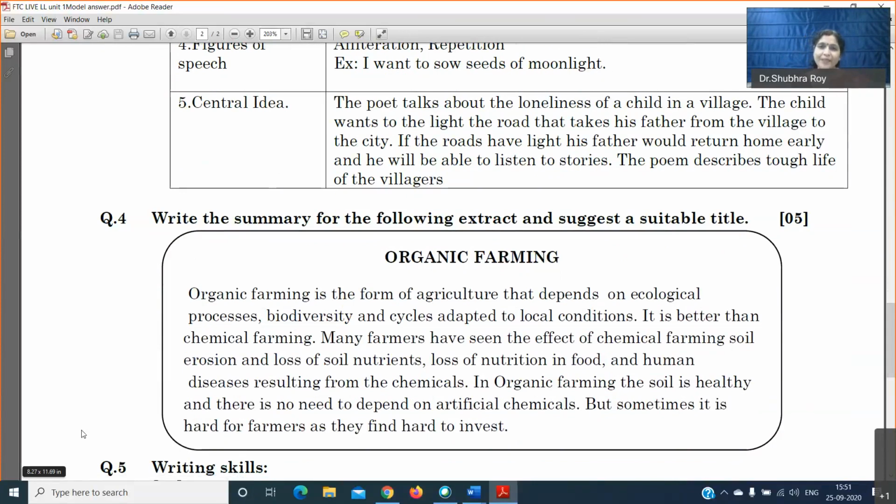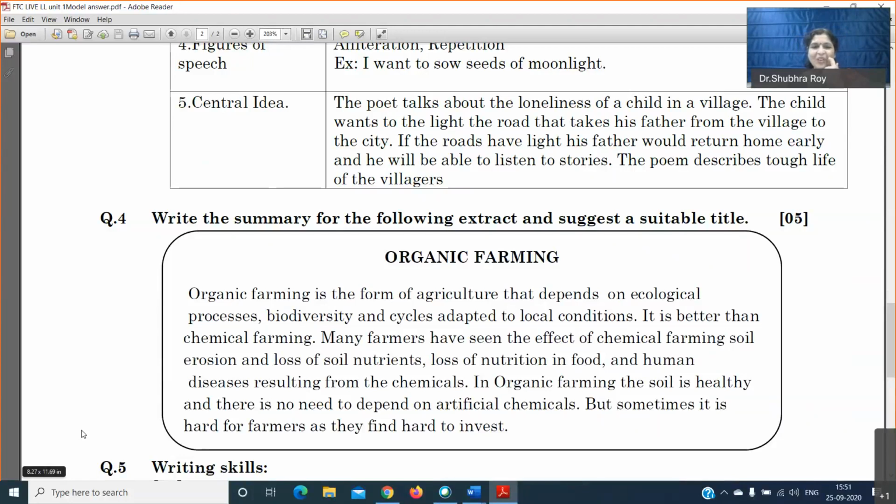You should have an apt title to your summary, isn't it? The title should not be just any two, chemical farming or organic farming. Organic farming we've taken because it starts the beginning of the passage with organic farming. If you say chemical farming, then you're losing on organic farming. If you say organic farming, everything comes under that.